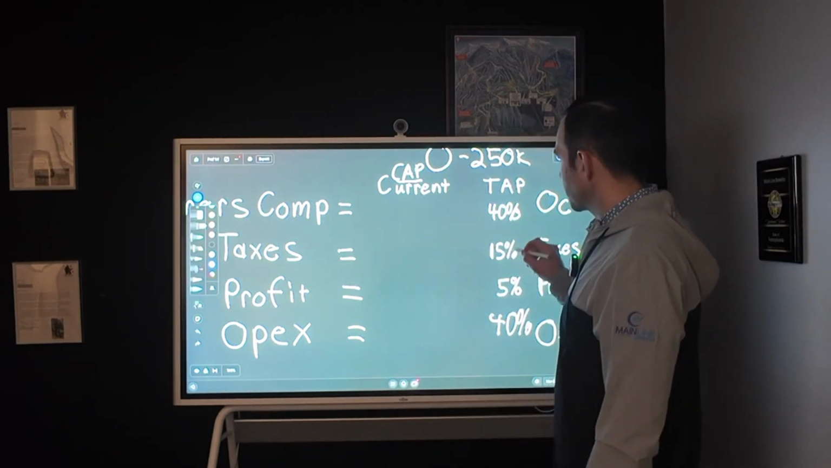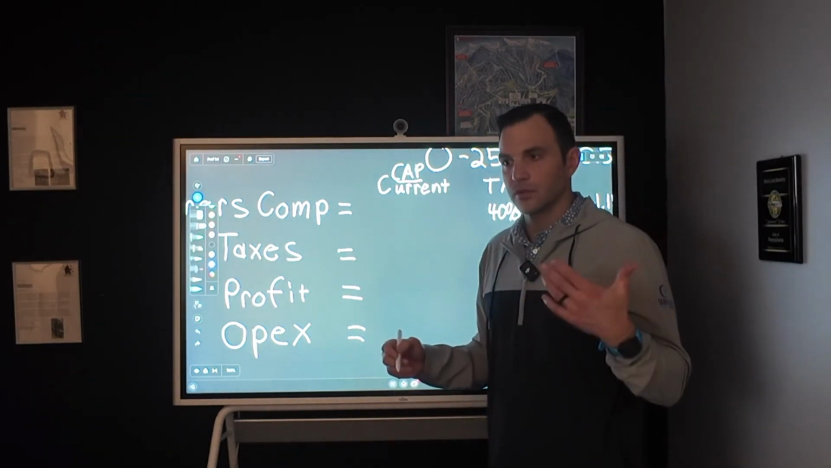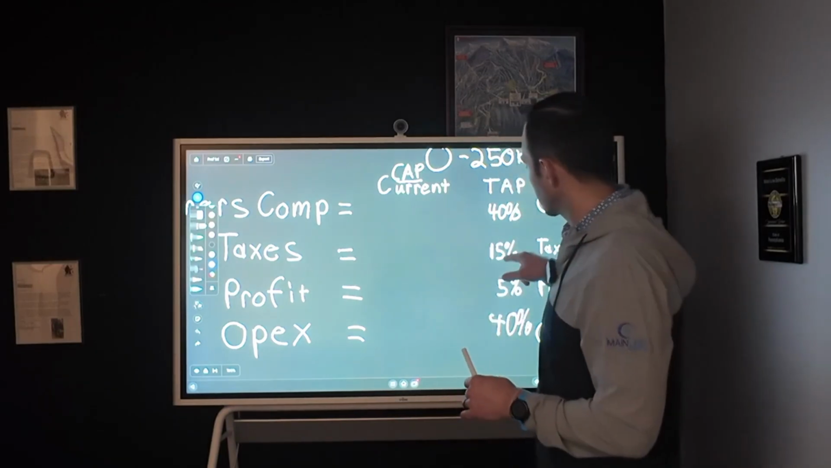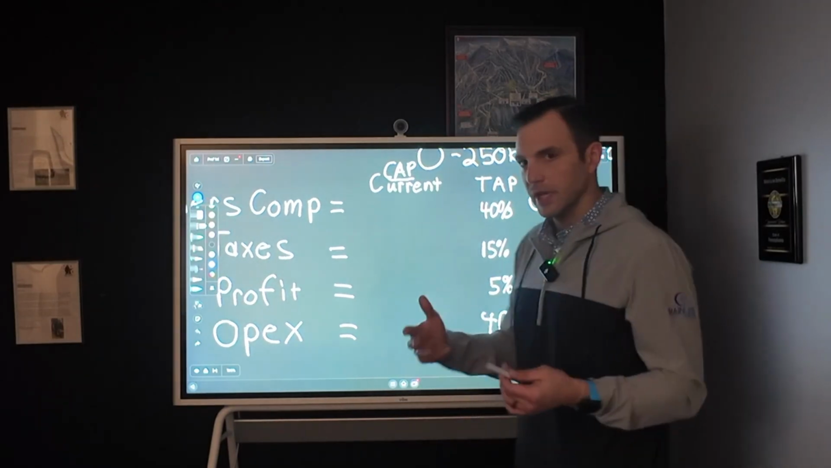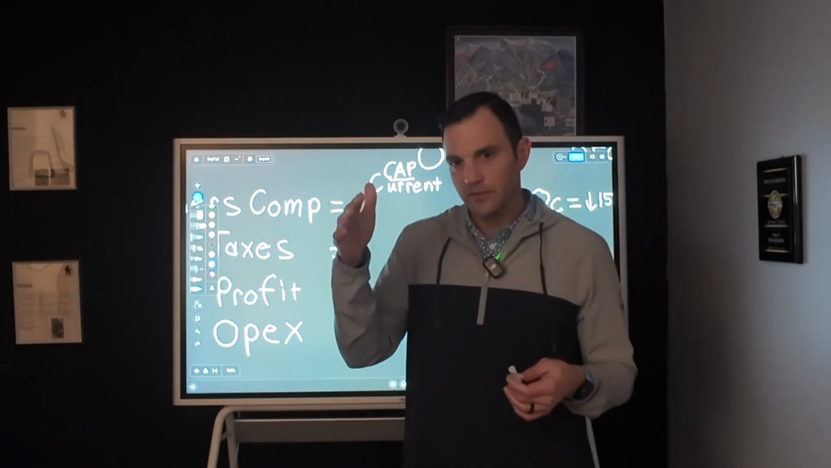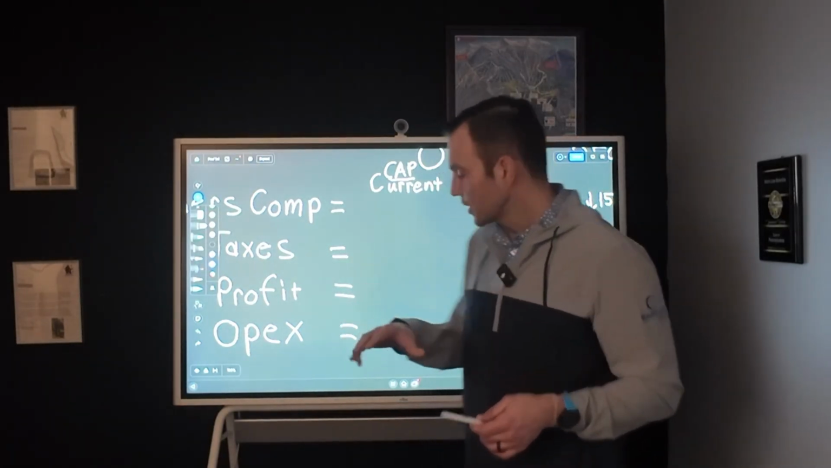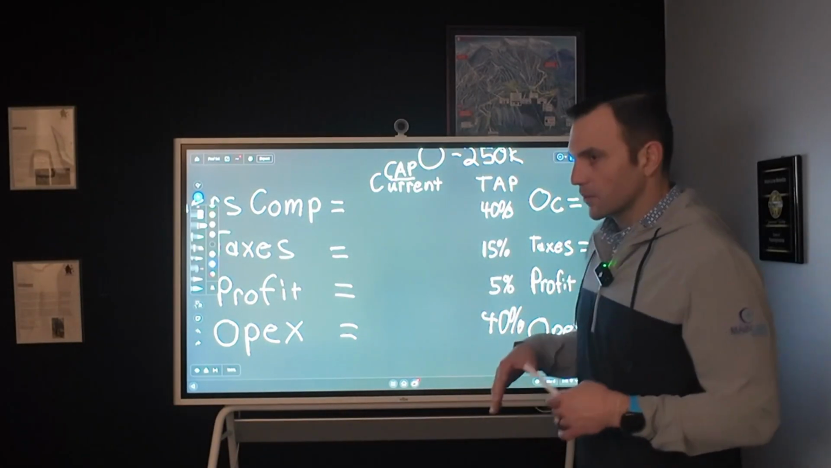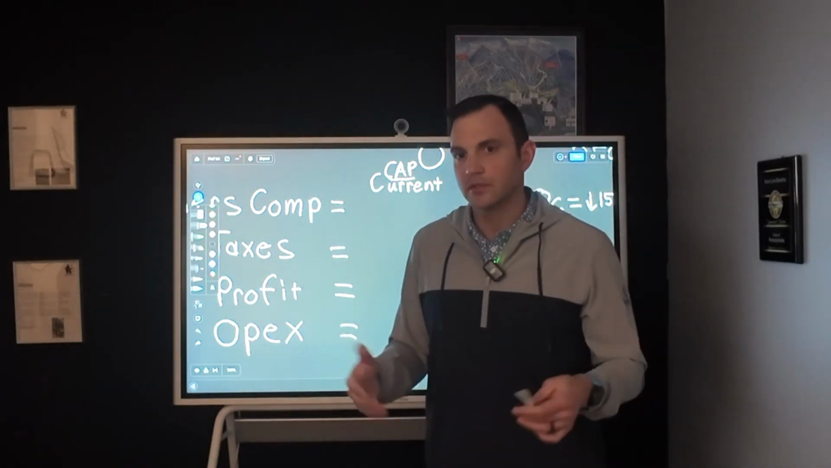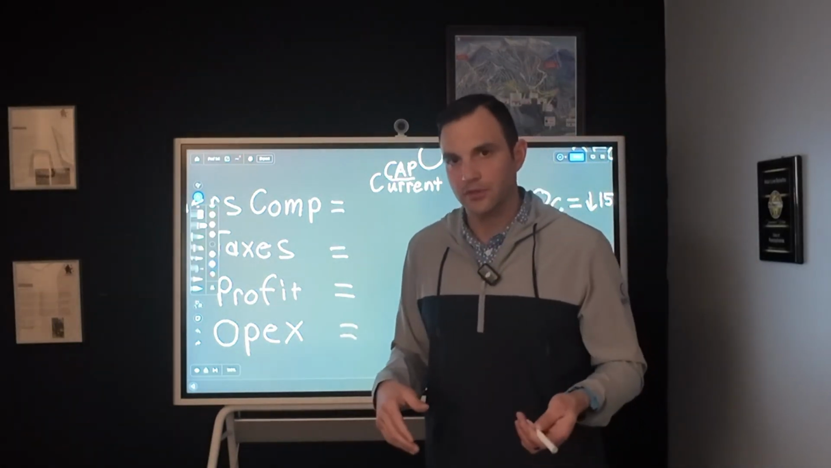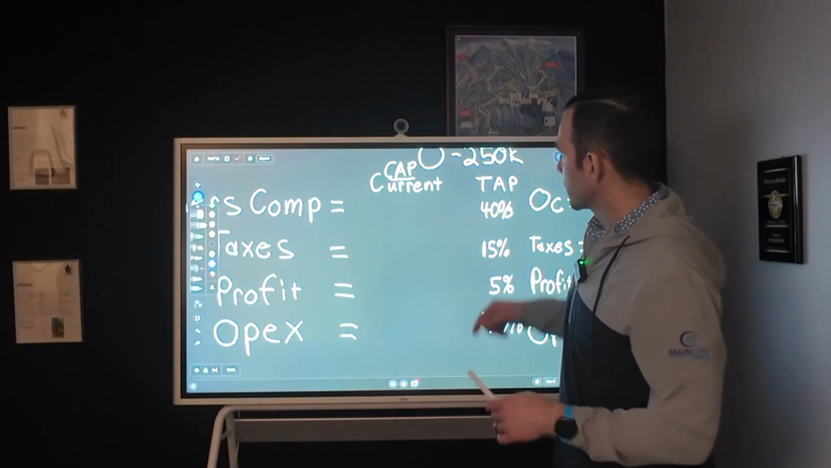Now, the taxes are 15% of gross revenue, right? Now, that might seem like a lower percentage for taxes, but remember, you have your gross revenue, you have your expenses, you're paying taxes after expenses. So this 15% will actually be a higher percentage of the gross that's left over after expenses. So this is a safe number.